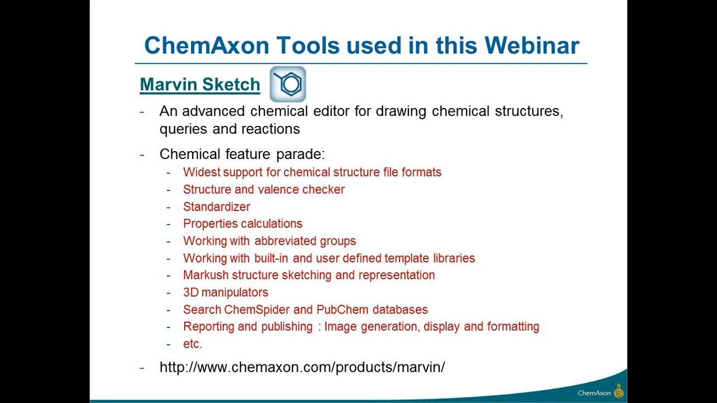Abbreviated groups, built-in and user-defined template libraries are available as well. Markush structure sketching and representation, 3D manipulators, and also searching directly in public databases like ChemSpider and PubMed are just a few examples here. And also research and publishing capabilities, from image generation to display and formatting structures, things like that. So there are a lot more. Please check our website, again, the product page for Marvin Suite as well.